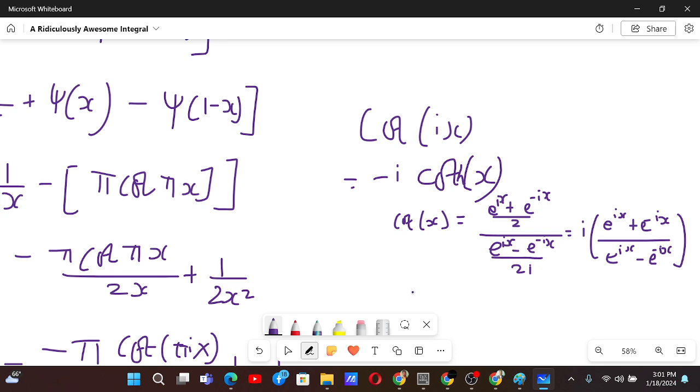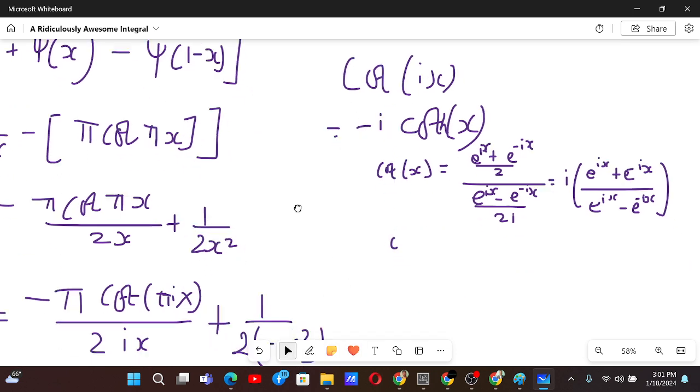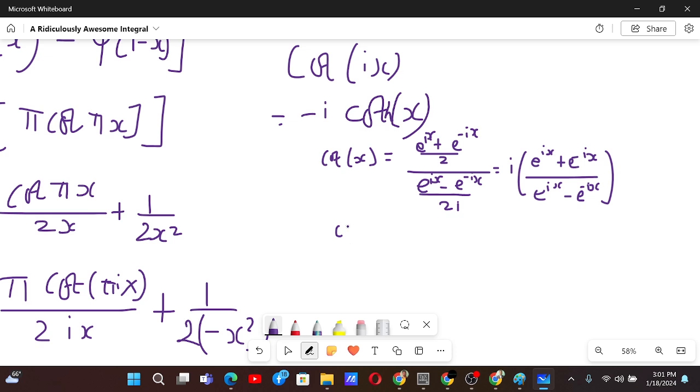Now if we input x as ix, what we can see is i times, this will be e to the power minus x plus e to the power x, by e to the power minus x minus e to the power x.